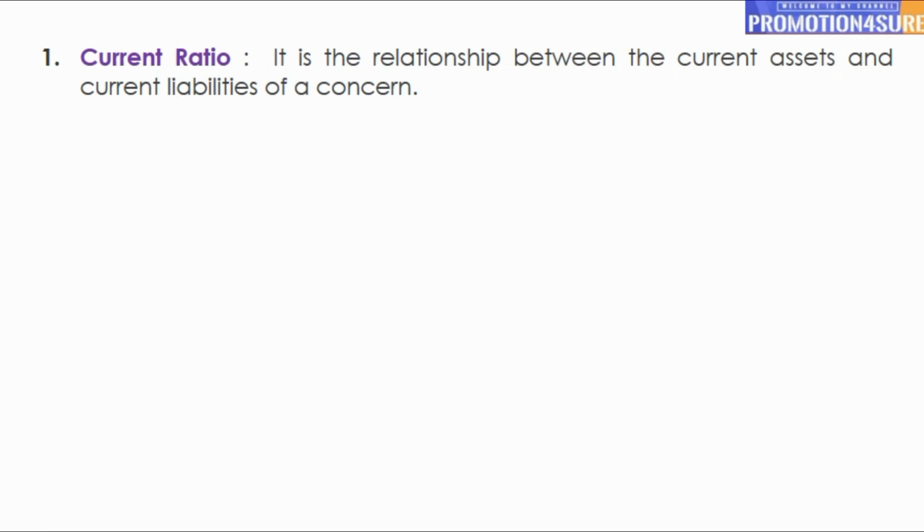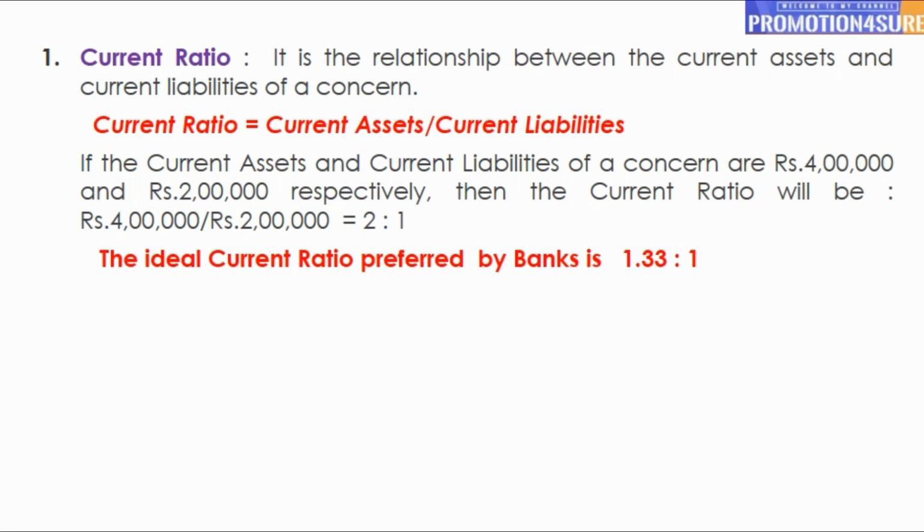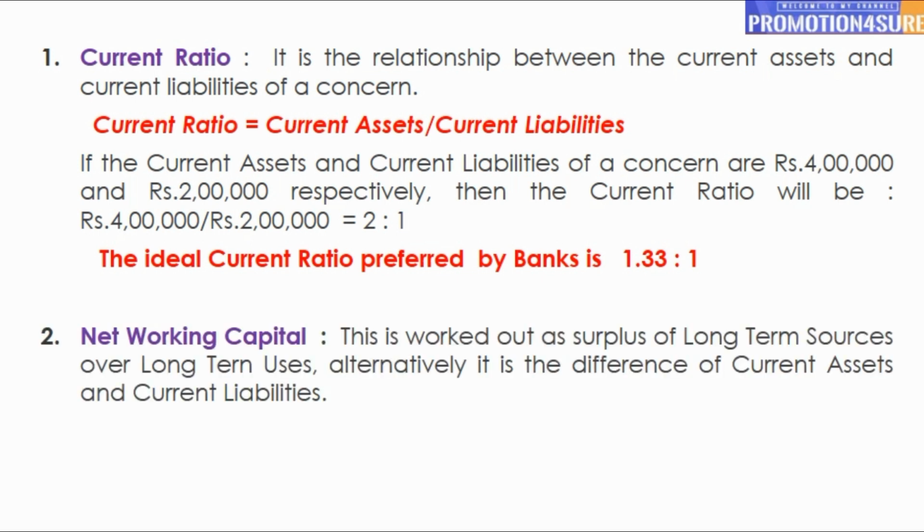Now, the current ratio is the relationship between the current assets and current liabilities. Current ratio is current assets upon current liabilities. This is an example which you can see. The ideal current ratio preferred by banks is 1.33 is to 1.